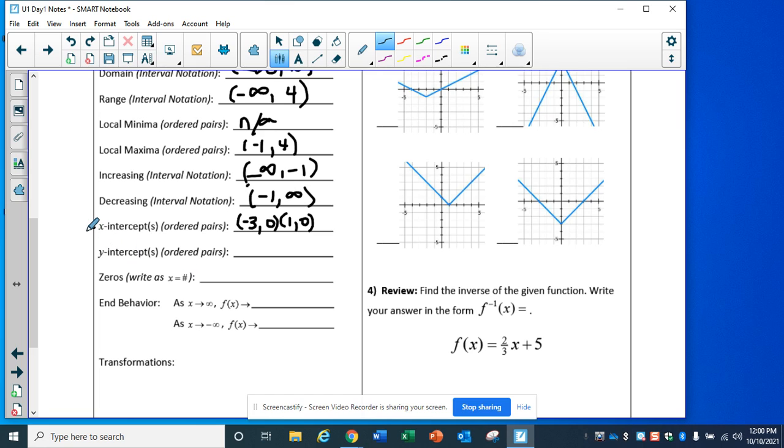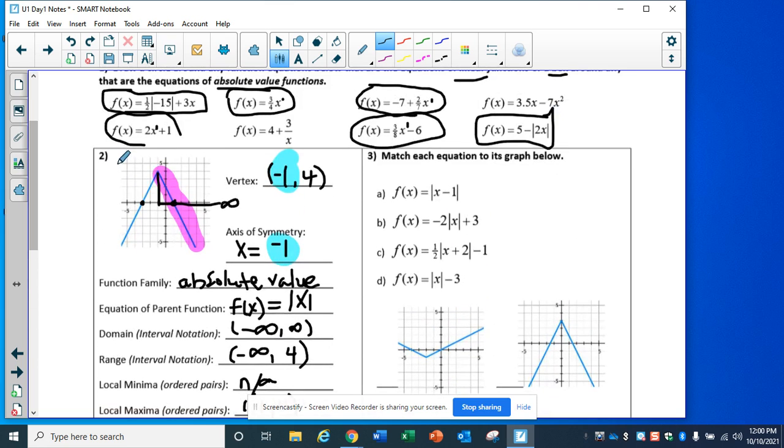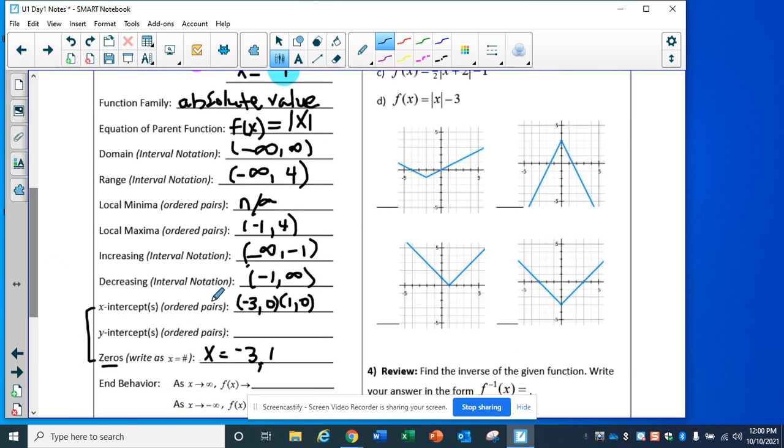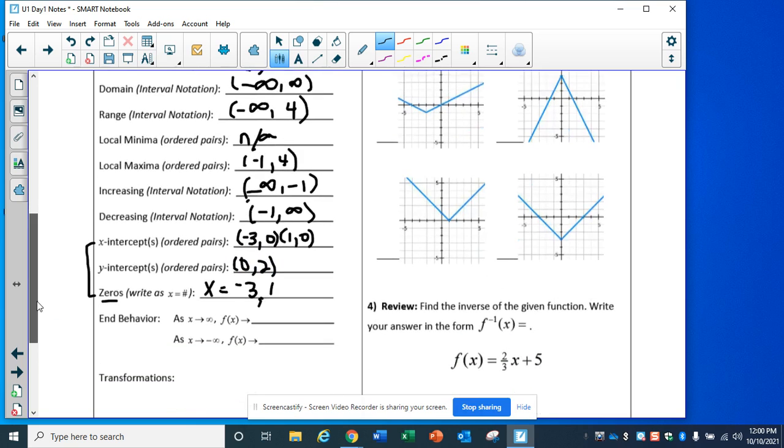All right, now these are the same thing, x-intercepts and zeros. But for zeros, you just write what the x value is. So I'll say x is -3 and +1, because I don't have to say that the y coordinate is 0 because I'm calling it a zero. And then the y-intercept, if I come up here, where does it cross the y-axis? When y is 2. So the x value of the y-intercept would be 0, and the y value would be 2. So that's the y-intercept where it crosses the y-axis.